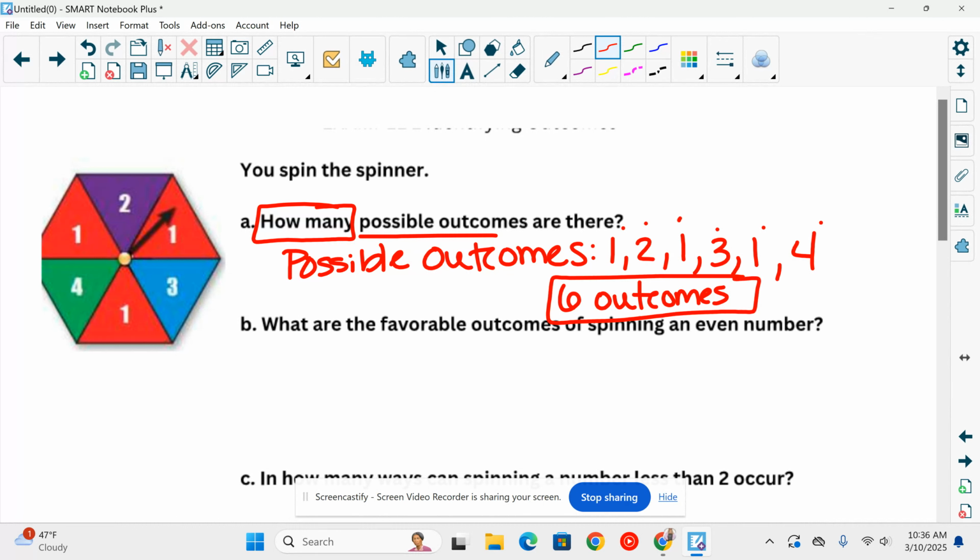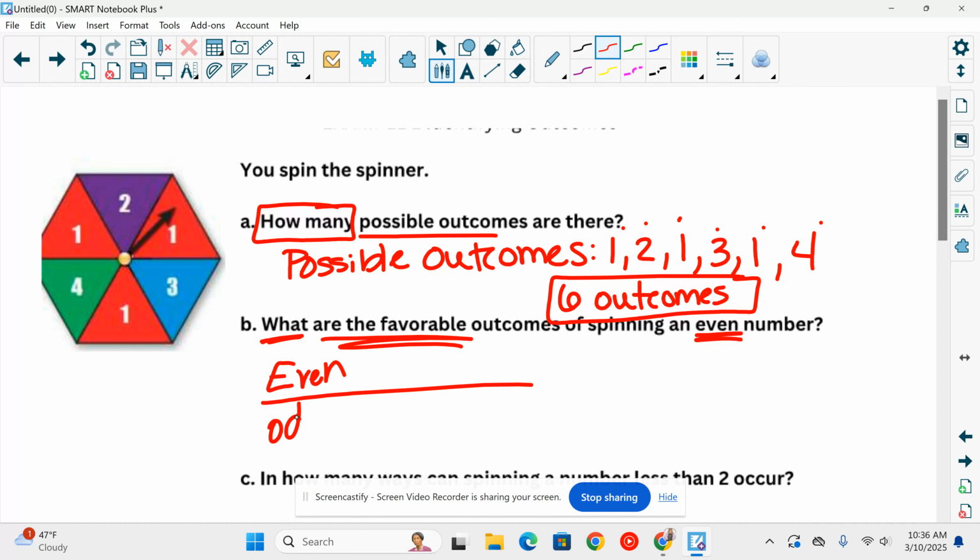Some of those outcomes are the same, but 6 total outcomes. Okay, the next question is, what are the favorable outcomes of spinning an even number? It's asking what the favorable outcomes are. So we're looking at even numbers. If I were to split my list into even numbers, what's the opposite of even?